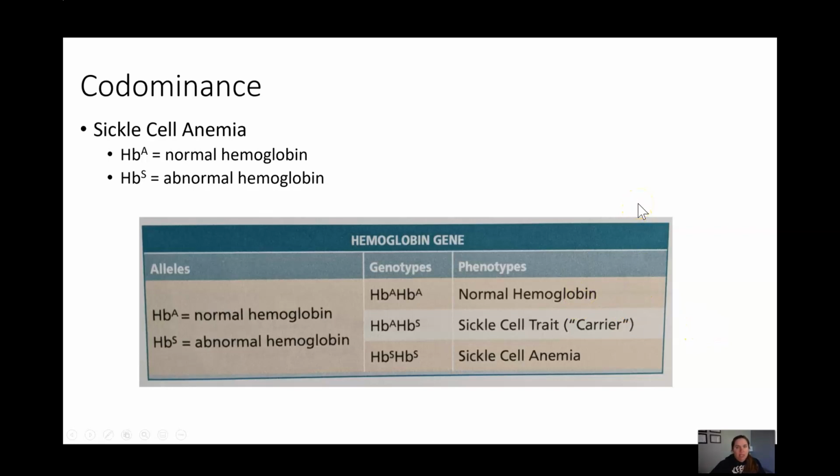So again, this isn't complete dominance. This is an idea of co-dominance because both of these traits are being expressed in a heterozygous individual.